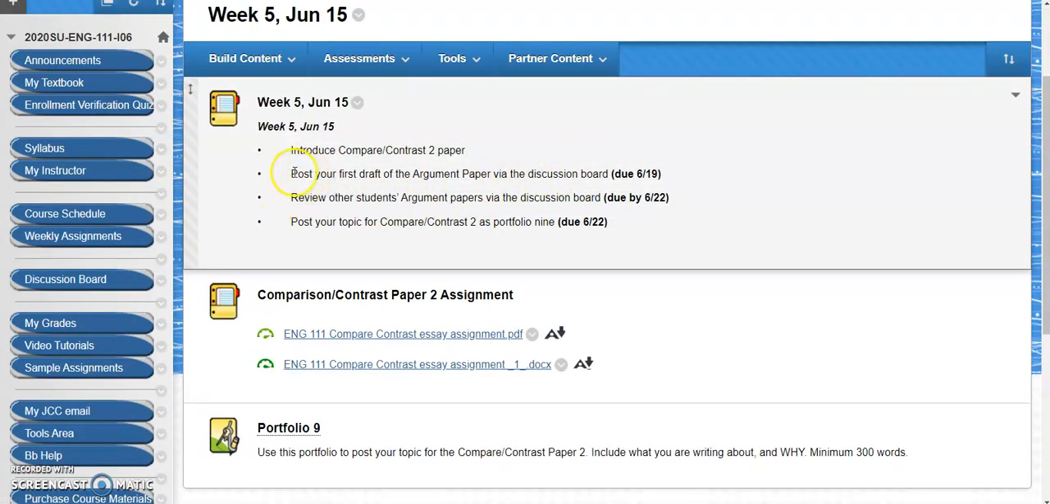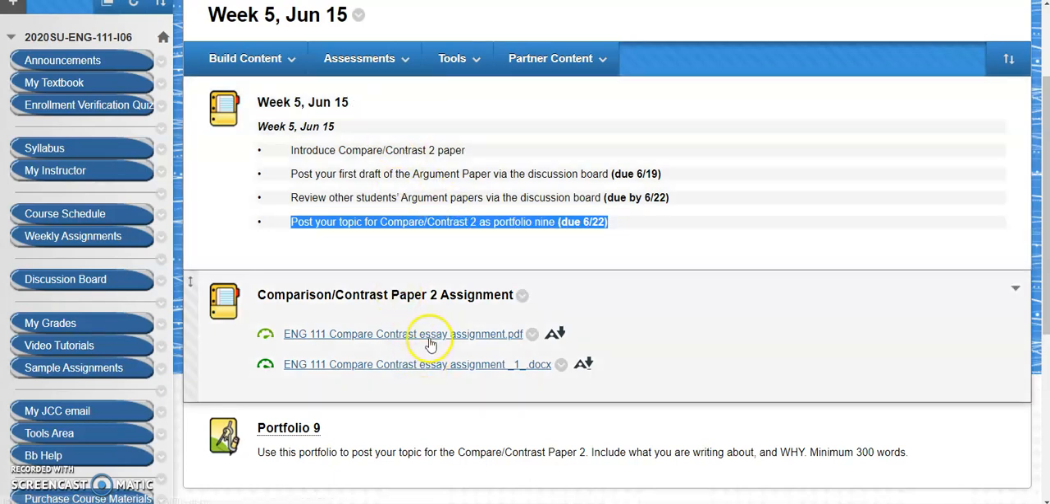So again, post your first draft of the argument paper by Friday. Review the other students via the discussion board by Sunday. And then the other thing you have to do this week is you're going to post your topic for Compare Contrast 2 for Portfolio 9. So let's talk about Compare Contrast Paper 2, shall we?